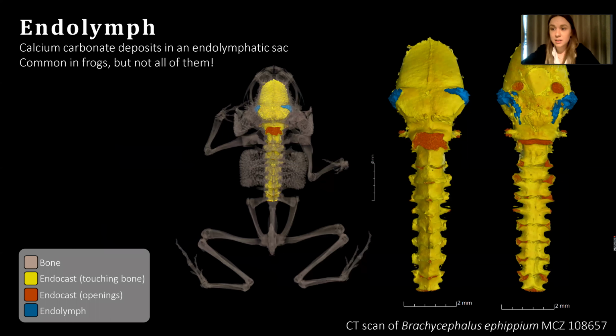And it turns out it's this stuff called endolymph. So endolymph is a calcium carbonate deposit in an endolymphatic sac. And you can see it rendered here in blue in Brachycephalus, how it's deposited inside the brain case.